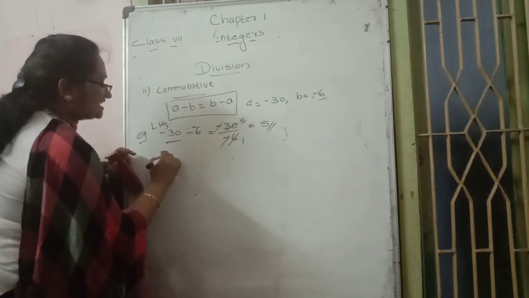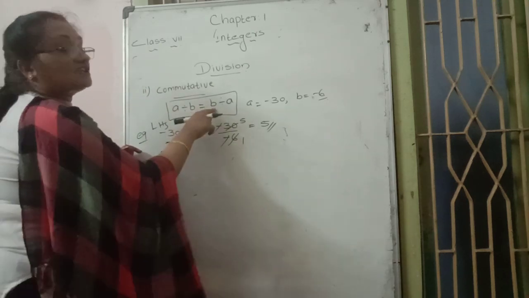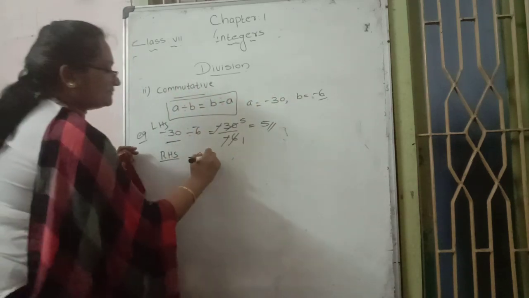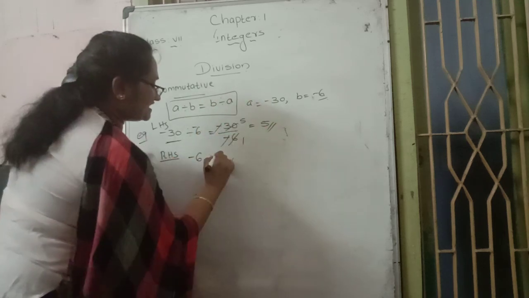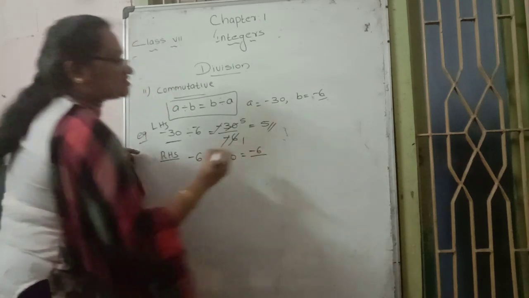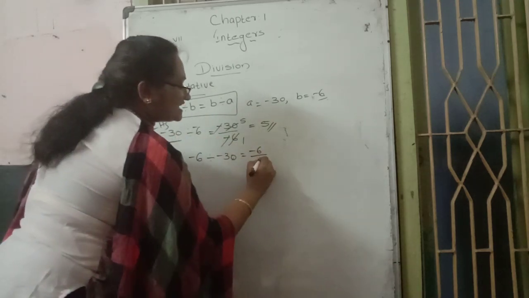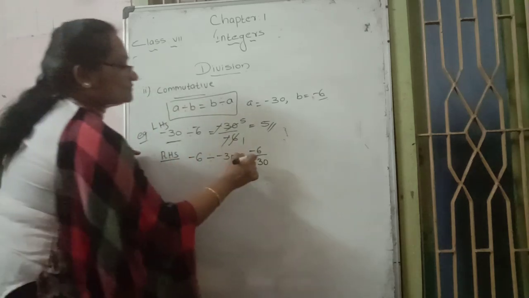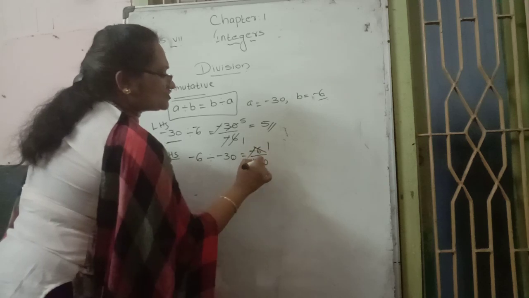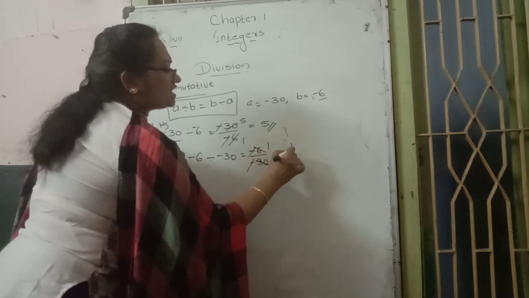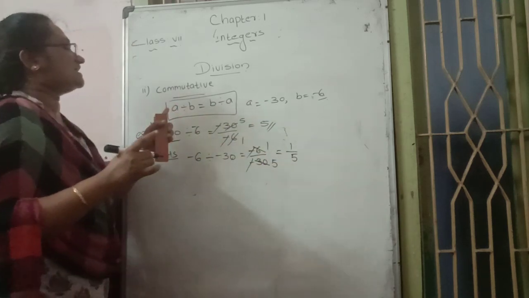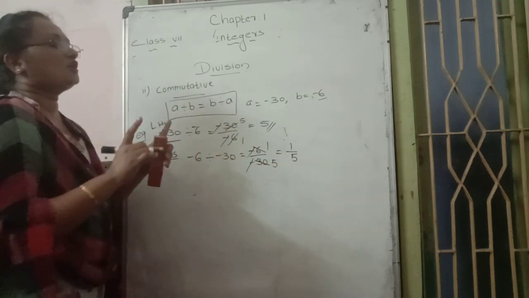Using the same numbers, we check whether the right-hand side is right or wrong. Here, B value divided by A value. B value is -6, divided by the A value, -30. The dividend -6 comes on the numerator and the divisor -30 comes on the denominator. Minus cancel, change it to positive. 6 table 6, 1 time, 6 table 30, 5 times. So what is the answer? Are both the same? No. That's why we can say division is not commutative.